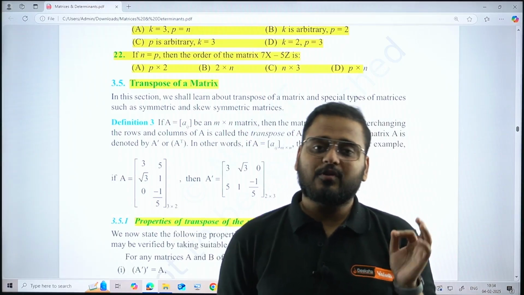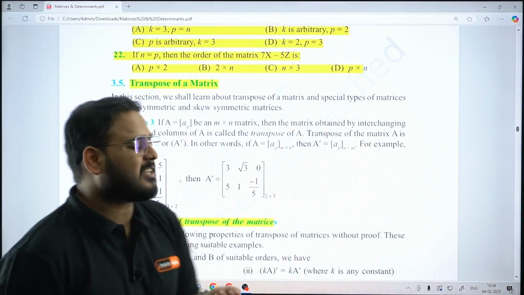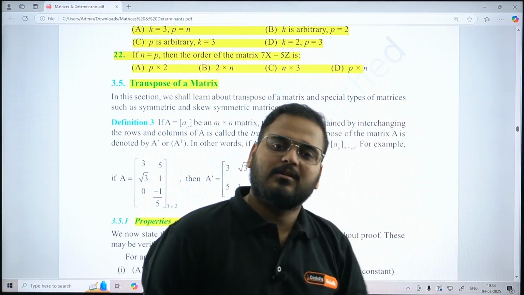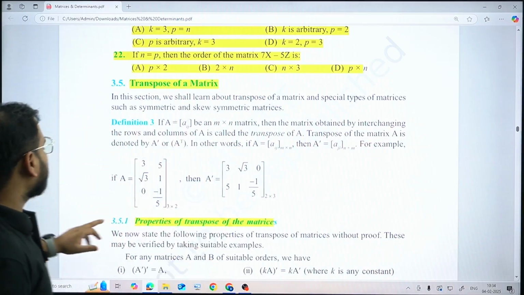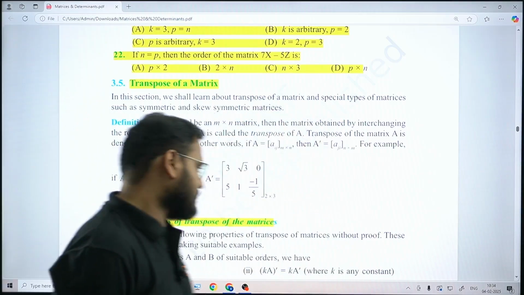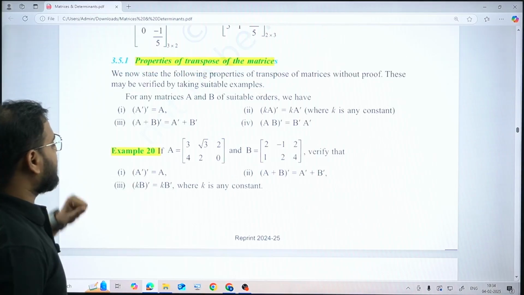Whatever I have marked, we have to solve these many for sure. Moving on, sir, transpose of matrix. Not a difficult concept, a very simple concept. Just learn this concept as well, and you have questions coming on this. Remember, skew symmetric and symmetric matrices. Yes, sir. So that question keeps coming to examination, bacha.